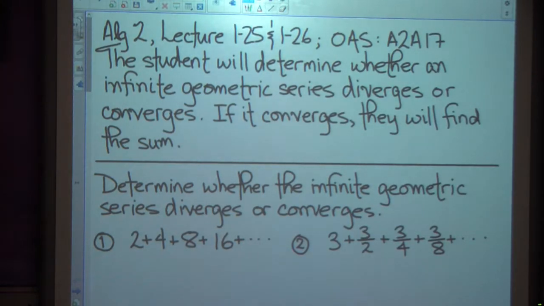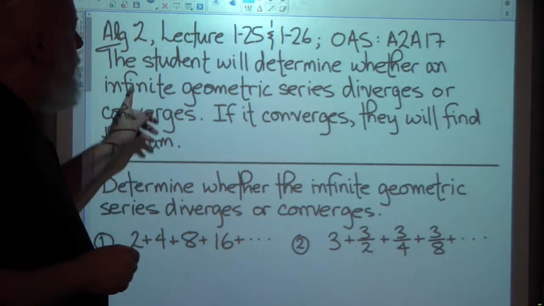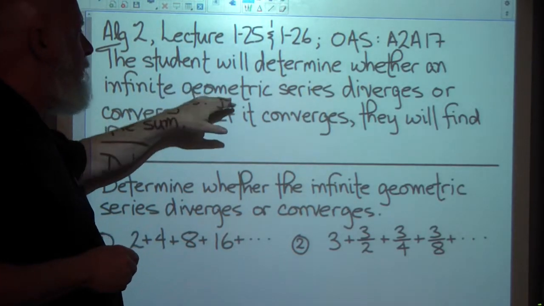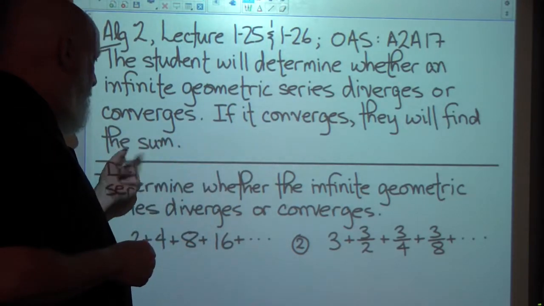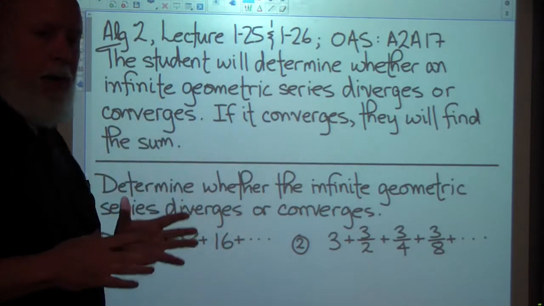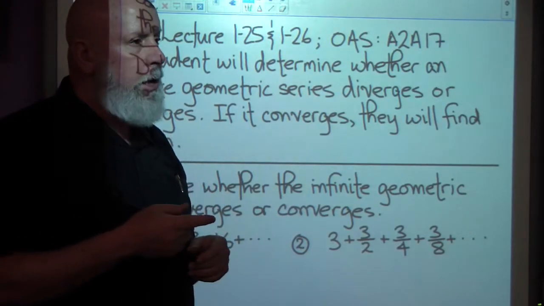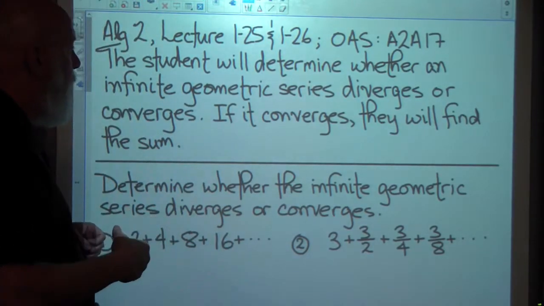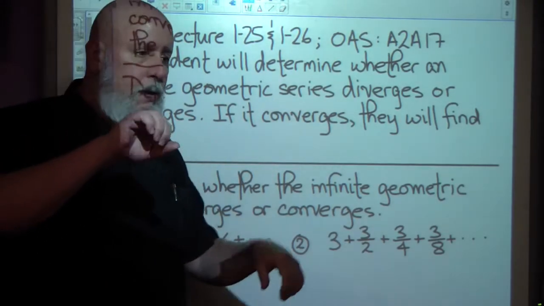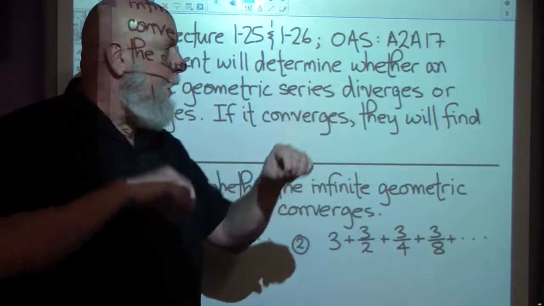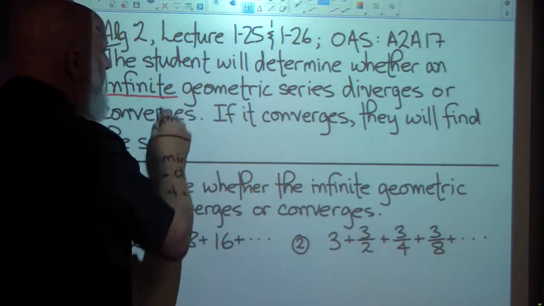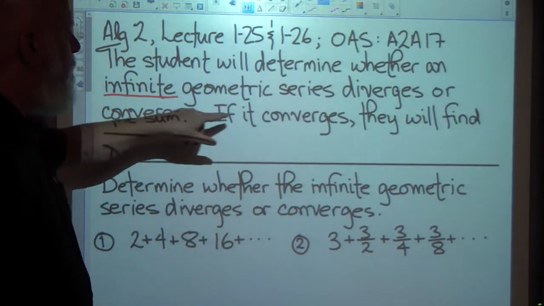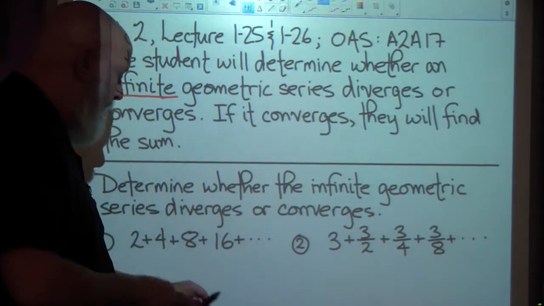Algebra 2, Lecture 125 and 126, OSA 2A17. The student will determine whether an infinite geometric series diverges or converges, and if it converges, they'll find the sum. Okay. Now, last week we talked about finite geometric sequences and series, and that means the sequence or the series has a beginning and an end. We're going to be talking about infinite geometric series today, and we're going to talk about converging and diverging.